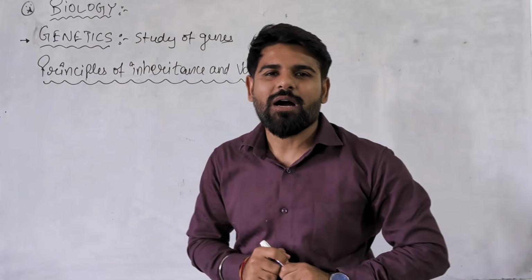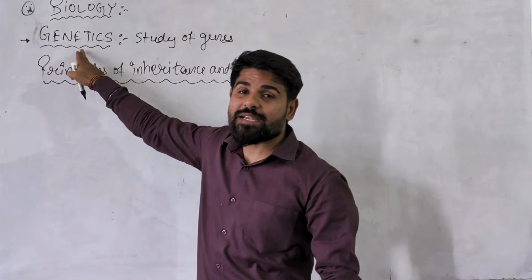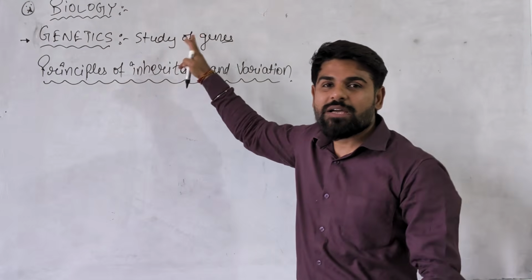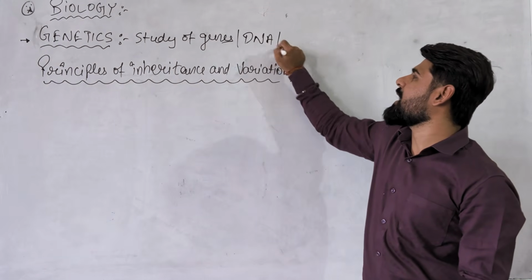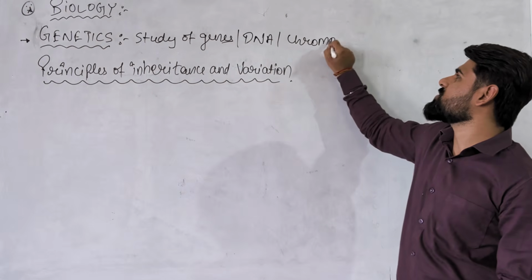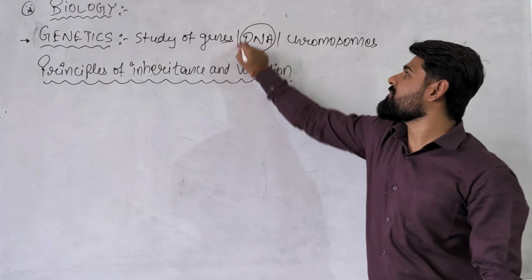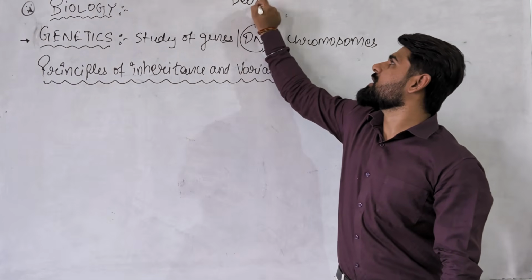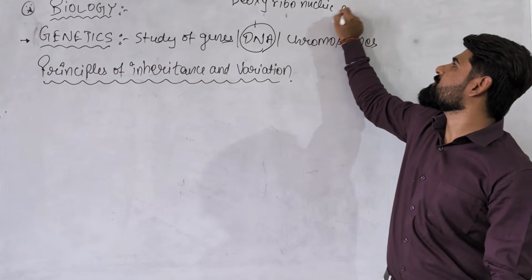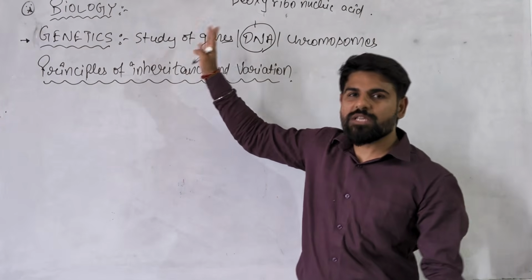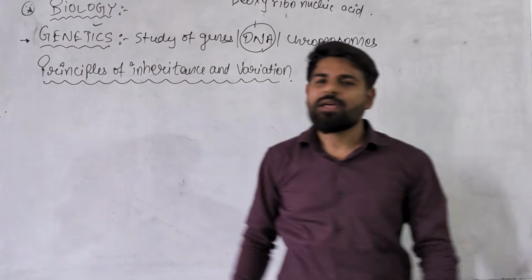Today we are starting our new unit, that is second unit. The name is genetics. When we talk about genetics, what does it mean? Study of genes. Genes are present in DNA, and the other genetic structures present in our body are chromosomes. Here the DNA full form is deoxyribonucleic acid. So the study of genes, genetic material, DNA, chromosomes, all are under genetics.